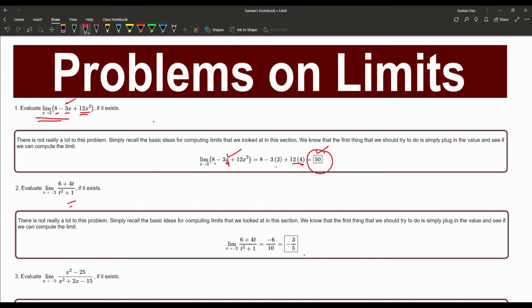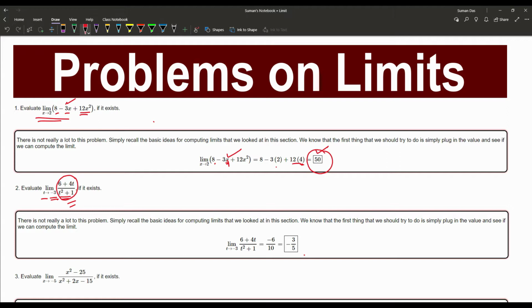Let's check the second problem. In the second problem, the limit t approaching minus 3, and we have the function t plus 40 upon t square plus 1. So that means there is a denominator part. At first we have to check whether the denominator part is getting 0 or not.